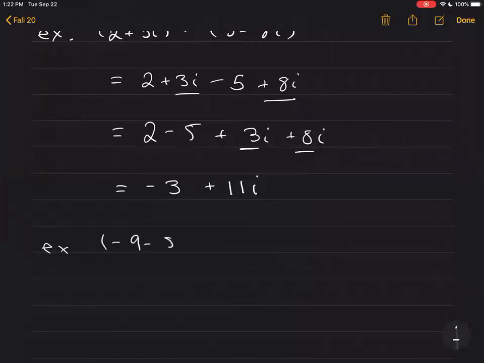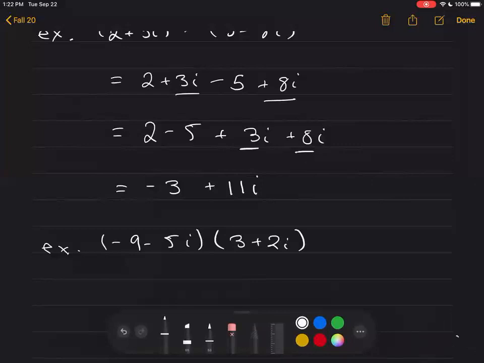Cool. So pretty straightforward. What if we wanted to do something like -9 minus 5i, and then what if we were going to do times another complex number like 3 plus 2i? So how do we do something like this? Well, you actually have already developed the skill to multiply complex numbers together, because you can just distribute them like polynomials. So this -9 goes to those two, and then let's do that right there, like that.